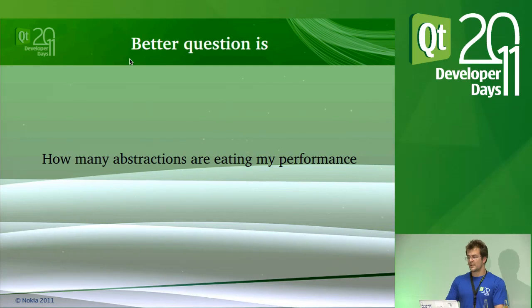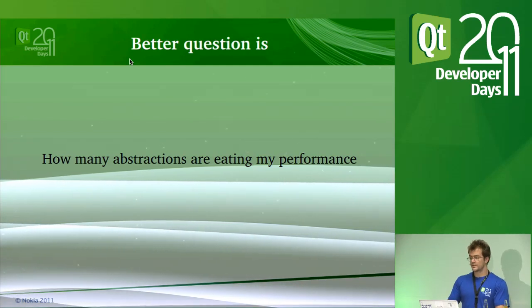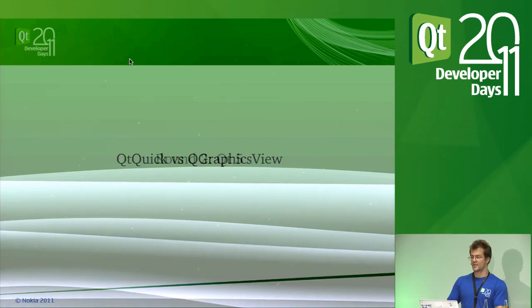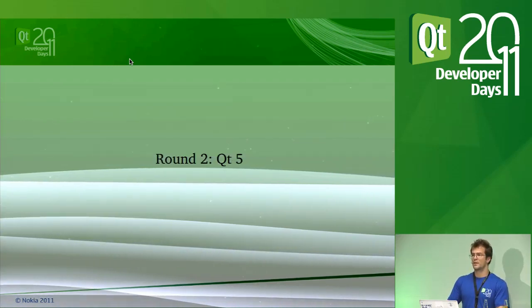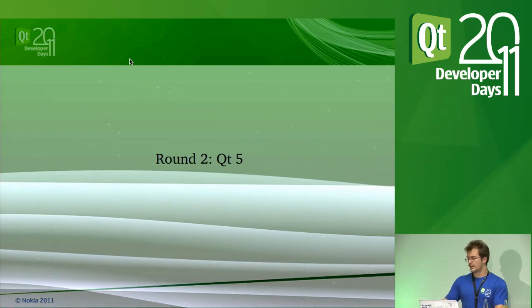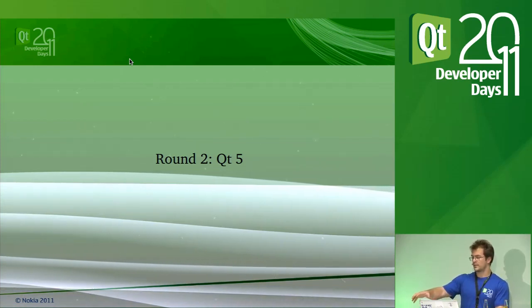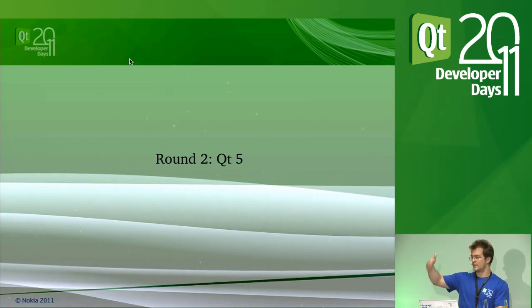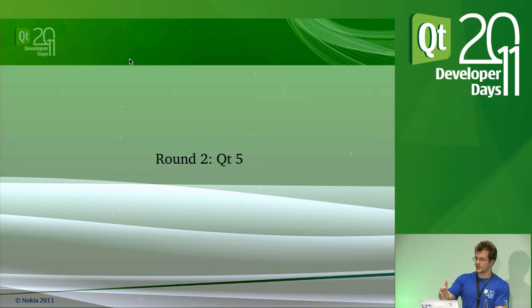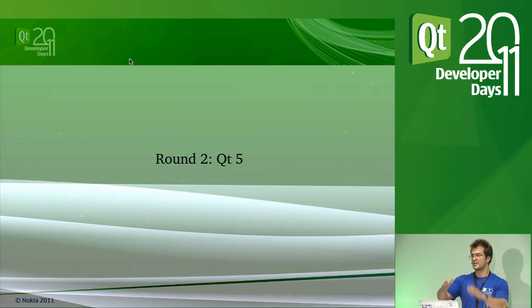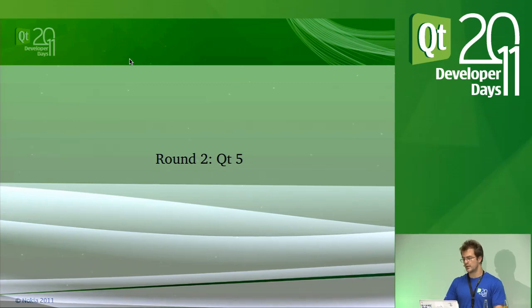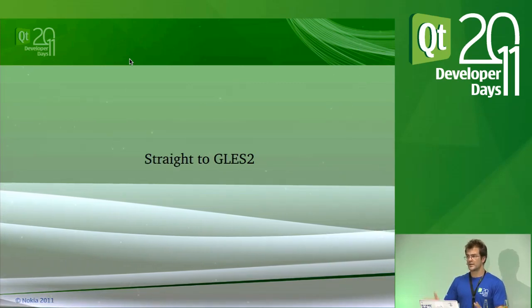A better question is how many abstractions are actually eating my performance, which is exactly what leads us onto QML versus QGraphicsView round 2 in Qt5, where we've entirely bypassed QGraphicsView. Anyone who objected to the original additional overhead of a Qt declarative view over QGraphicsView now won't have that problem, because we've entirely removed that stack, and it now maps directly onto OpenGL.